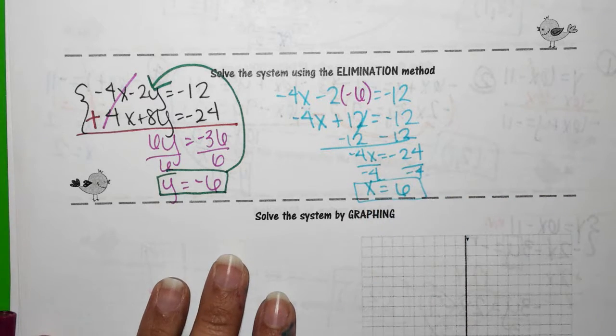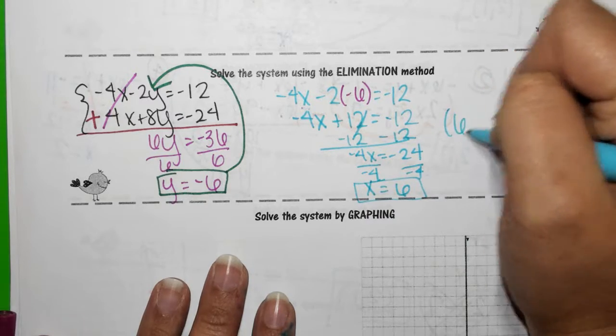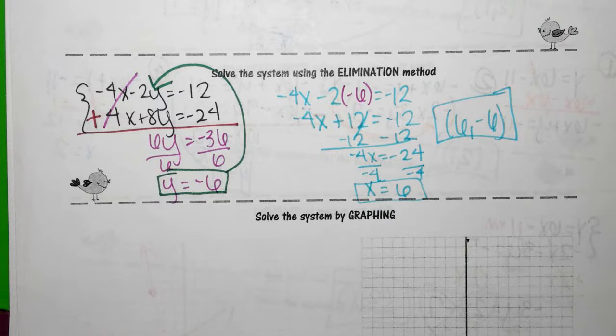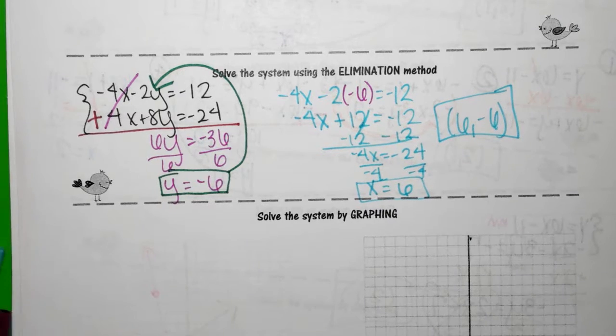Awesome. So how do we write our answer? 6, negative 6. Yes. Great job. Did anybody else get that? Yeah, I got that. Woo! Good job, guys. Breathe.